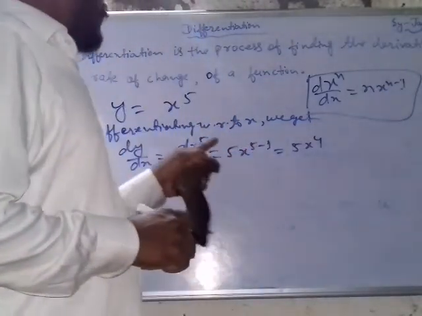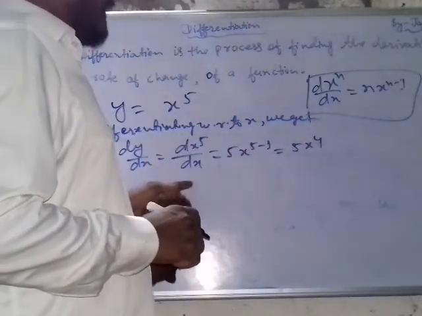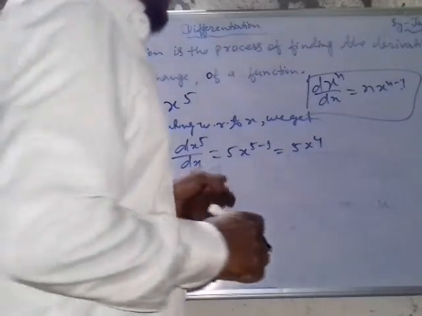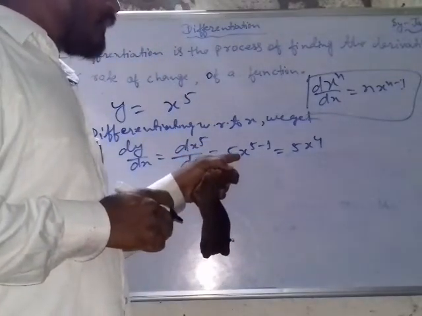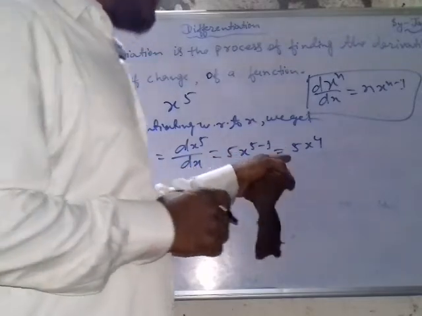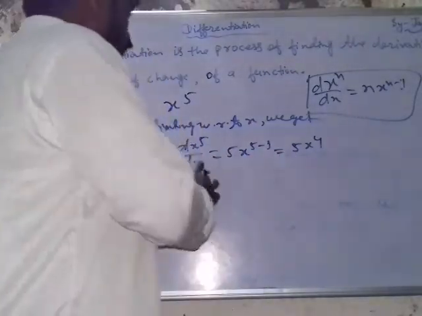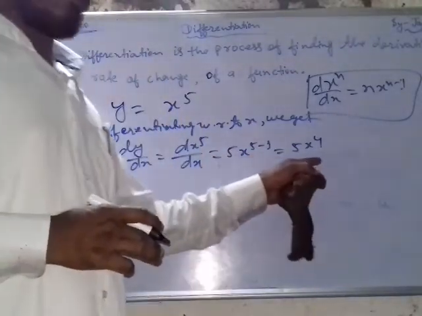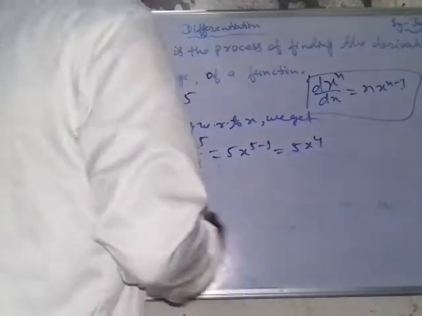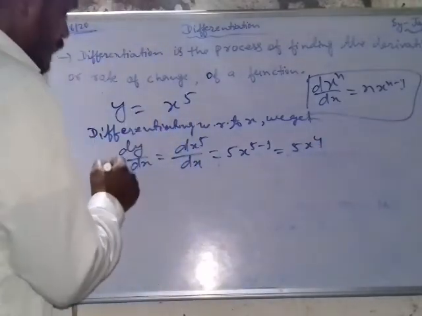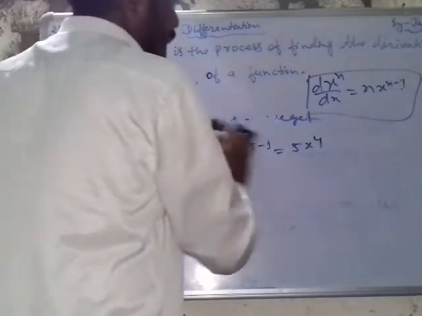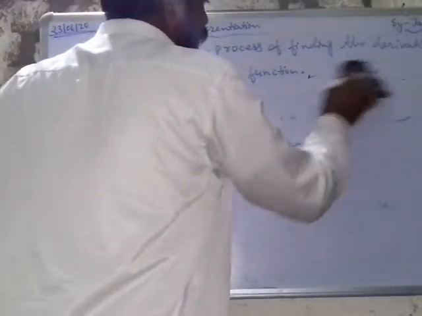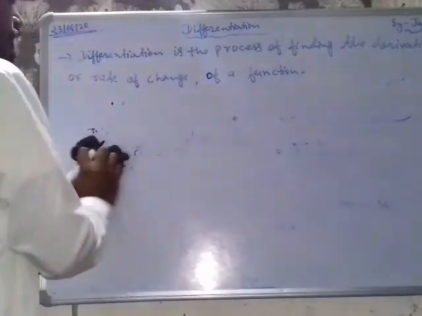Here the value of n is equal to 5. Then we take 5 into x to the power 5 minus 1, and the differentiation of x to the power 5 becomes 5x to the power 4.